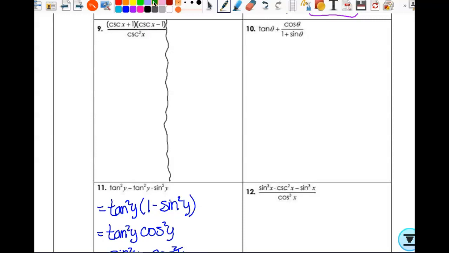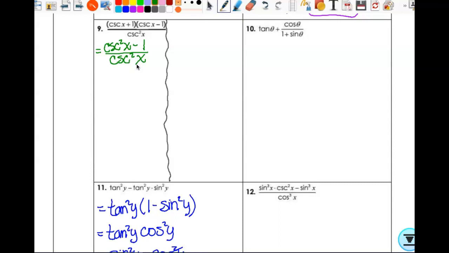So when I look at number 9, everything's in terms of cosecant. Although cosecant is a reciprocal, I don't know that I want to start with reciprocal identities. It's fine to leave it in cosecant the whole time. But if you look at the numerator, what kind of situation do we have going on that we've seen a bazillion times? Difference of squares. Beautiful. So let's take care of our difference of squares. And that's going to give me cosecant squared x minus 1 over cosecant squared x.